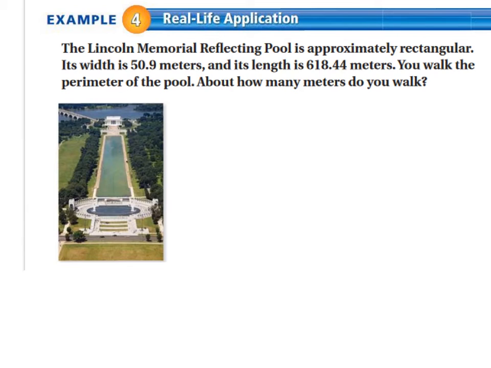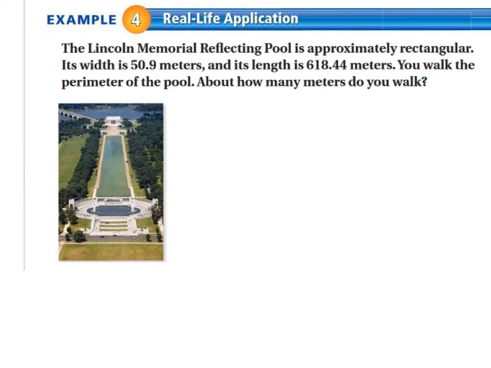Example 4, real-life application. The Lincoln Memorial Reflecting Pool is approximately rectangular. Its width is 50.9 meters and its length is 618.44 meters. You walk the perimeter of the pool. About how many meters do you walk? The first thing we need to know is, what does perimeter mean? If you think back to last year, you probably learned that the perimeter is the distance around an object.